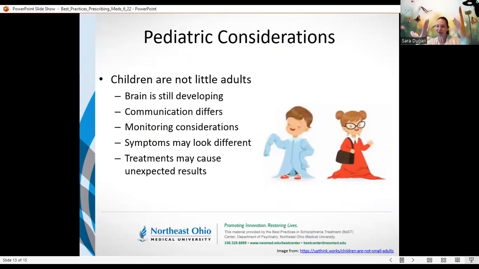So right patient, right drug, right dose, right time, but kids are not just little adults. Their brains are still developing. They may not have the communication skills. Some adults don't have the communication skills to be able to communicate what's going on. So really ensuring that we're watching for things. Symptoms may look different. The effects of medications may not be what we expect. We expect something to be sedating and it makes them really excited and amped up. So kind of keeping that in mind, that these are an entity unto themselves.